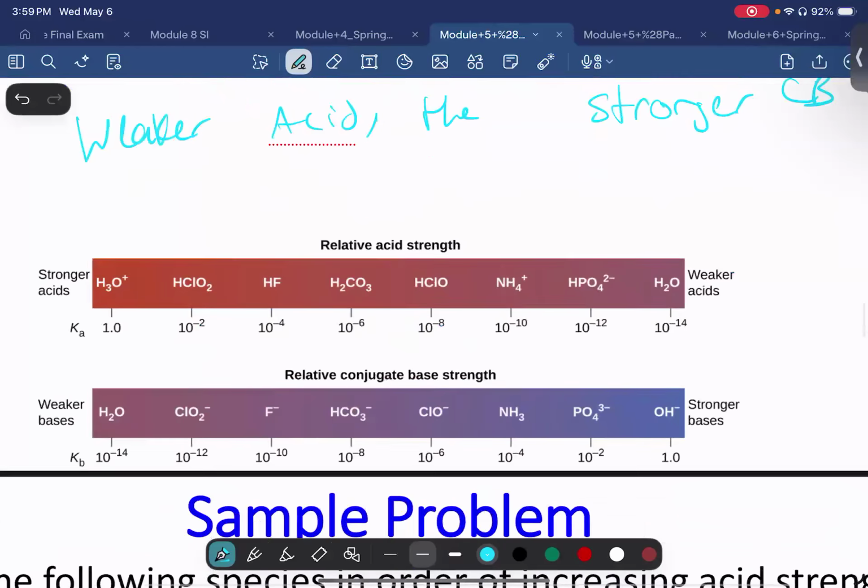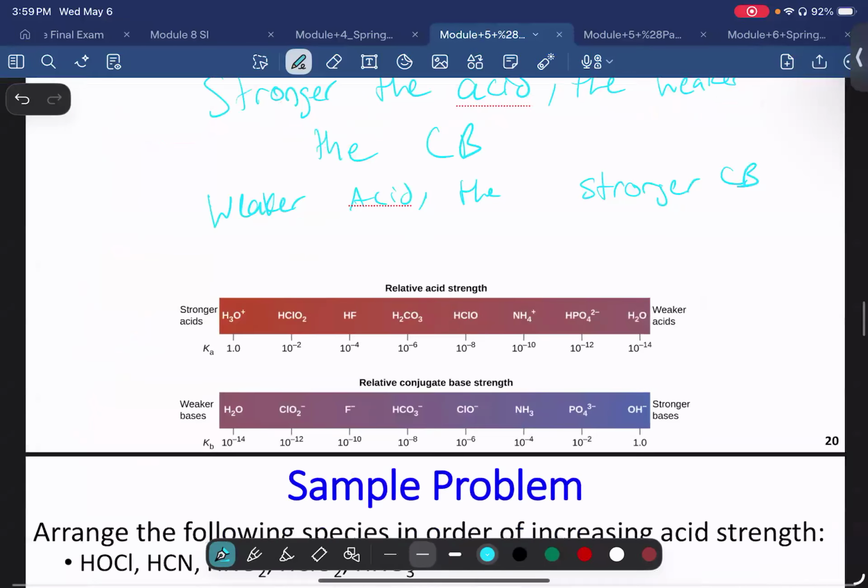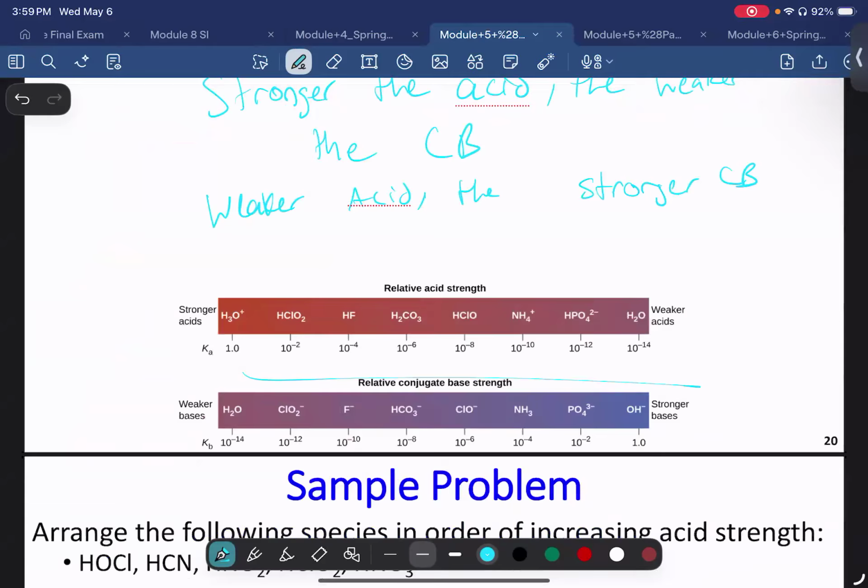So this is kind of what you see here, right? Hydronium is a very strong acid. This makes water a very weak base. But over here, water is a very weak acid, and then hydroxide is a very strong base. So that's a little showcase. You're not going to need to memorize these, but just understand this trend.